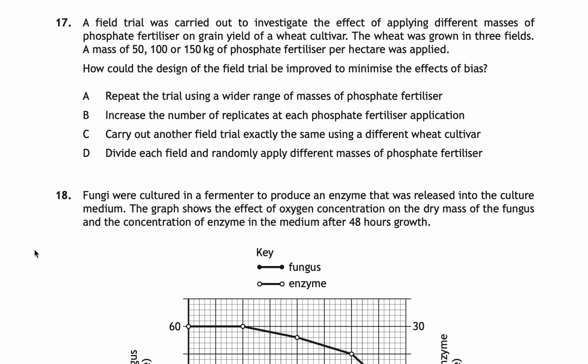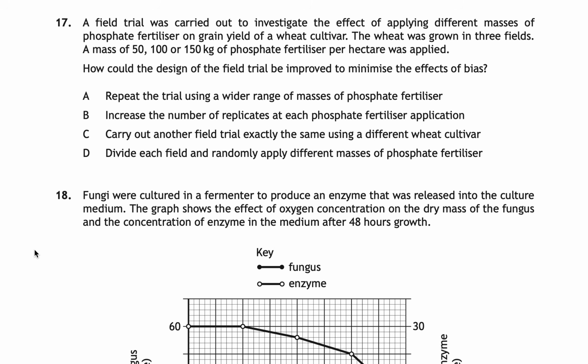Question 17 asks about field trials. It said a field trial was carried out to investigate the effect of applying different masses of phosphate fertiliser on grain yield of wheat cultivar. The wheat was grown in 3 fields. A mass of 50, 100 or 150 kilograms of phosphate fertiliser per hectare was applied. How could the design of the field trial be improved to minimise the effects of bias? So the correct answer for 17 is D. To minimise the effects of bias, you would divide each field and randomly apply different masses of phosphate fertiliser.